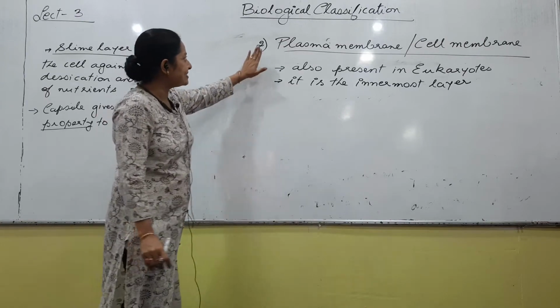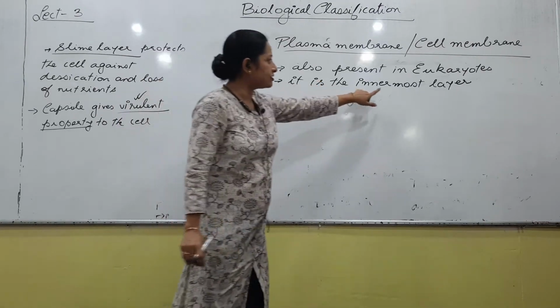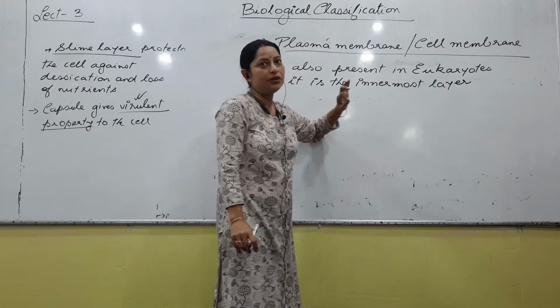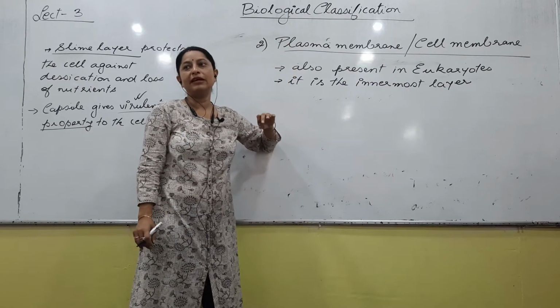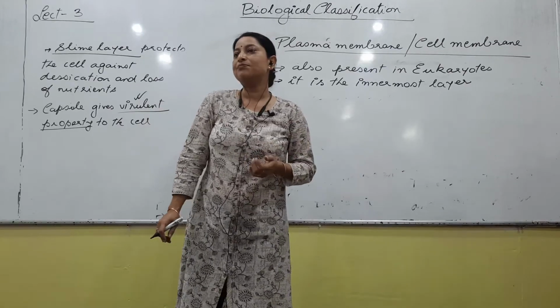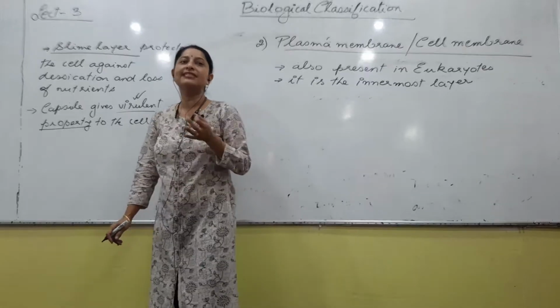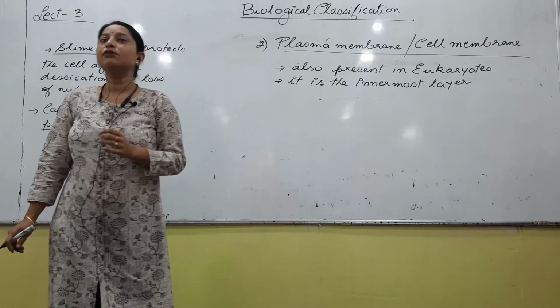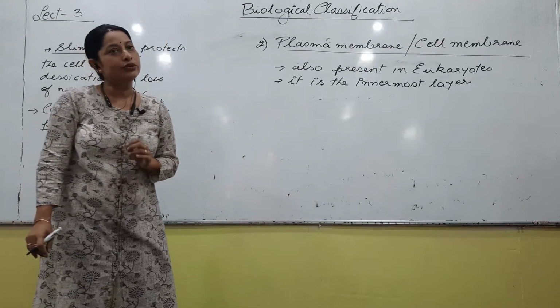Okay. So the next layer, we are talking about the innermost layer. Innermost layer is called plasma membrane, or it is also called cell membrane. Talking about the plasma membrane, the characteristic point is that it is present in each and every cell. Either it's a prokaryote or it's a eukaryote, either it's an animal cell or it's a plant cell. So plasma membrane is something that is going to be present.